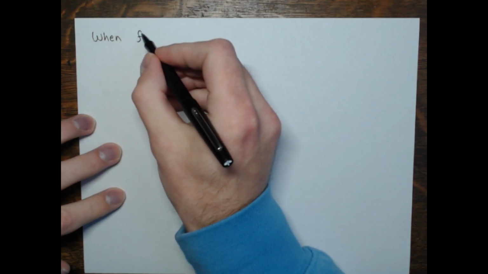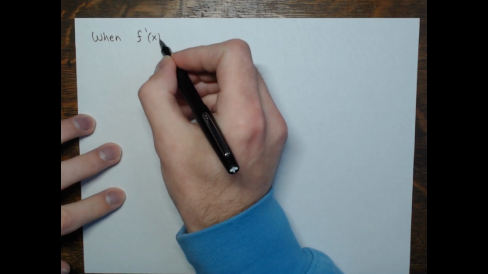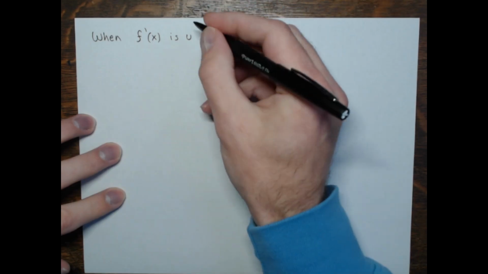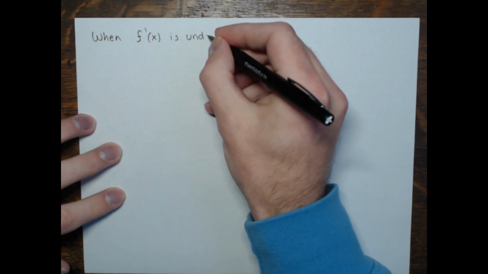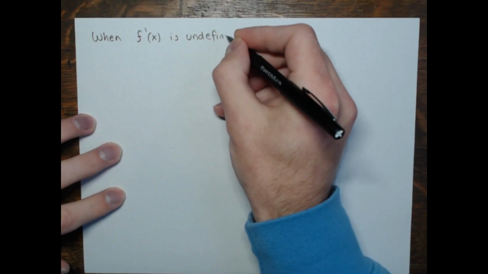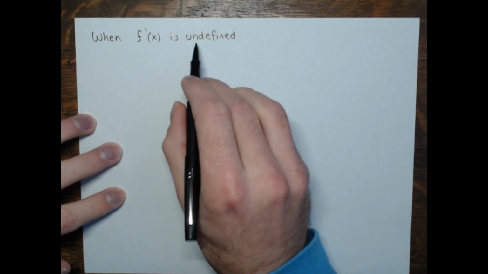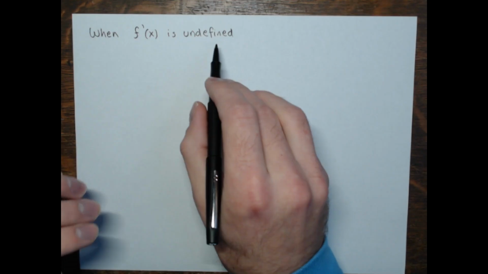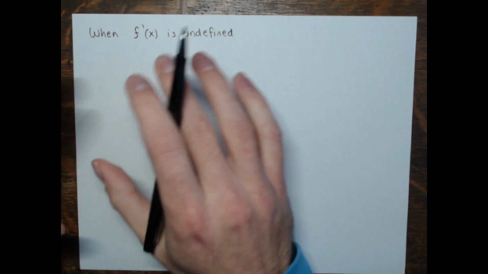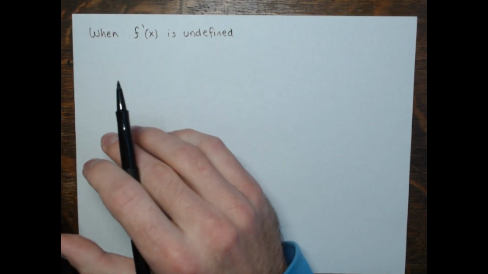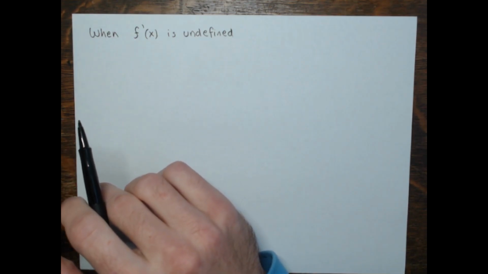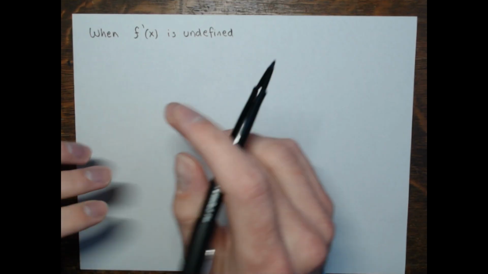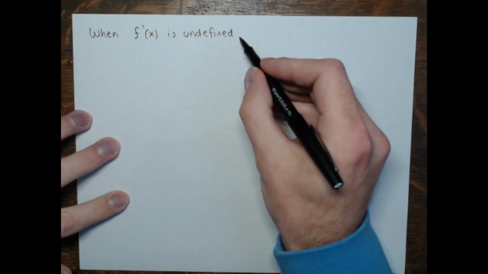So when the first derivative f prime is undefined, or DNE, does not exist, at a particular point, well then the function is either just not continuous there or not defined there. So I'm not going to draw those, right? Because obviously if the original function isn't defined there, then the derivative won't be. And you're not going to be continuous there. So I'm not going to draw those pictures.